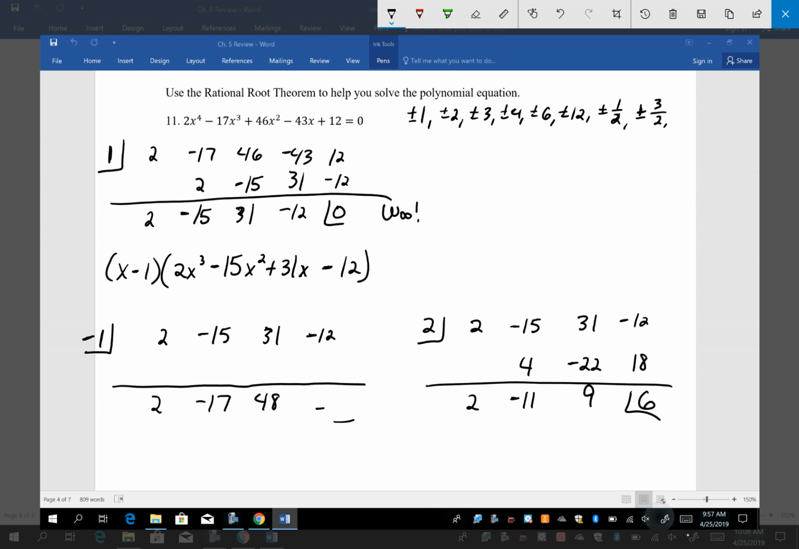So you should be rewriting this again. You should not be erasing. And I'm going to put a new number there.